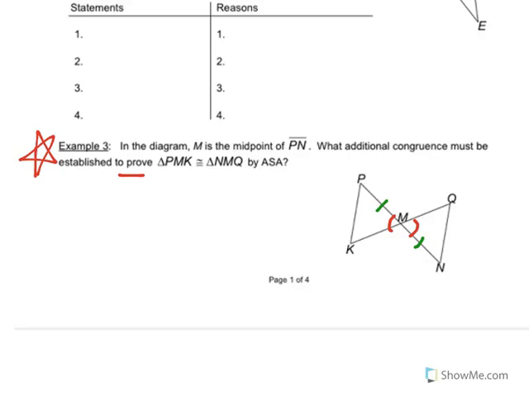Okay, so from the given information, because M was the midpoint, we know that PM is congruent with MN, so put my little congruence marks there. And angle PMK and QMN, those two angles are congruent. And so the two that we need in order to prove this would be angle P to be congruent with angle N. That's the other set of angles that we would require to be able to prove this.